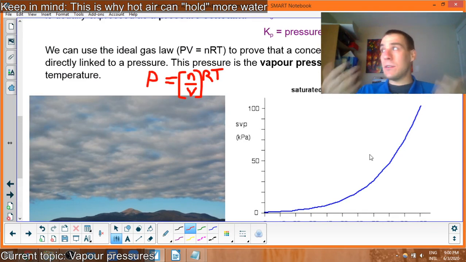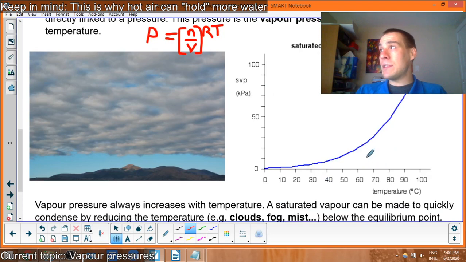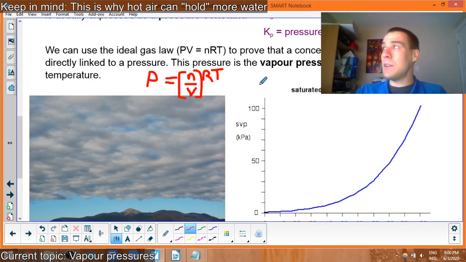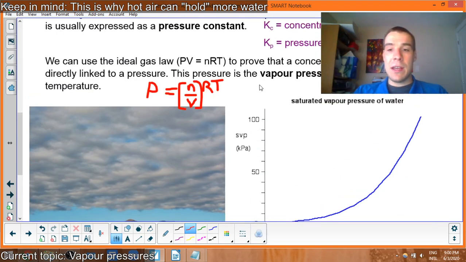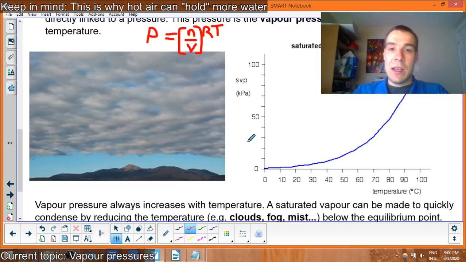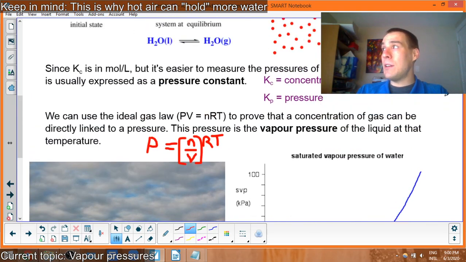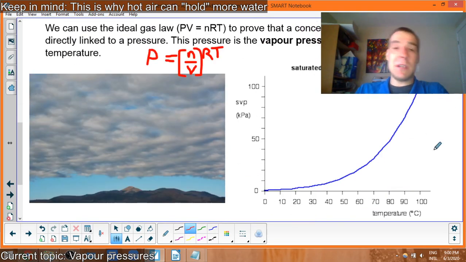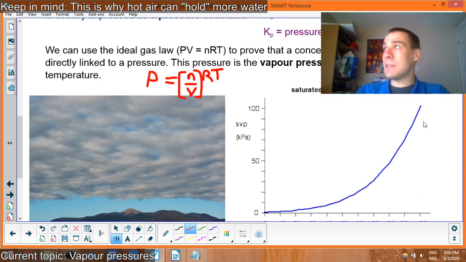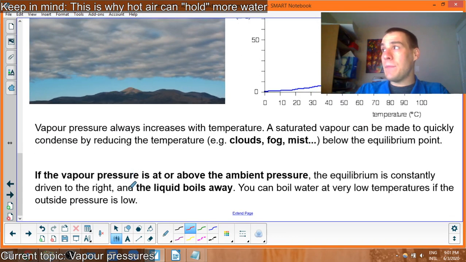This is how pressure cookers work. Pressure cookers, this curve in terms of pressure versus temperature, if you trap the pressure and keep increasing the temperature, then the boiling point of the water gets higher and higher and higher. So you can cook food much faster because the water is higher than 100 degrees Celsius. It's boiling at much, much higher than 100 degrees Celsius, and things like that. You can also boil water at very low temperatures if the outside pressure is low. It's hard to cook on a mountain because water boils at much lower temperatures.